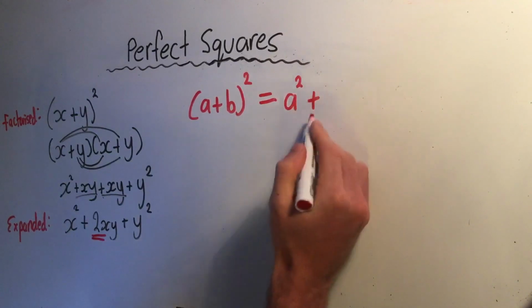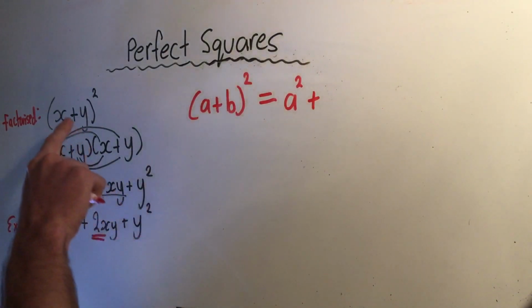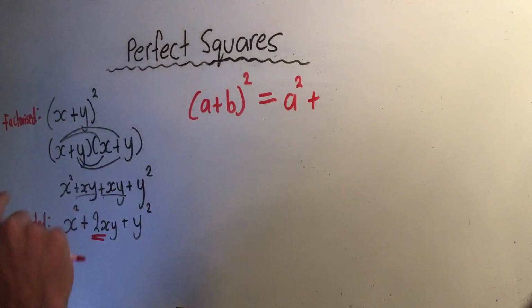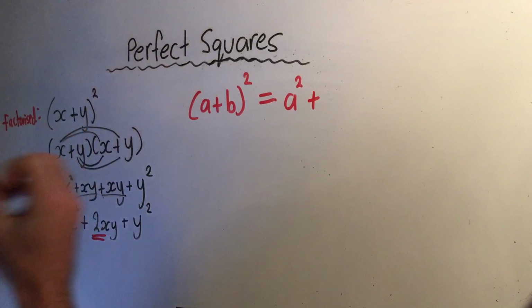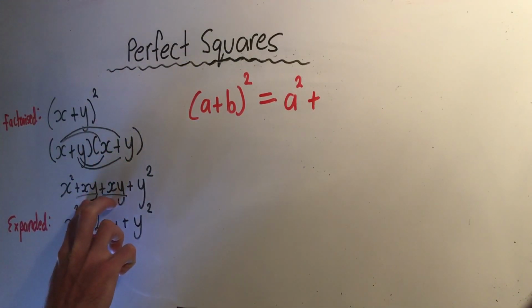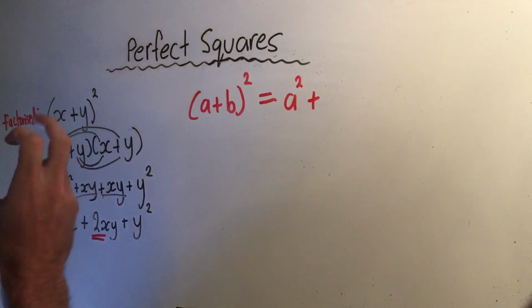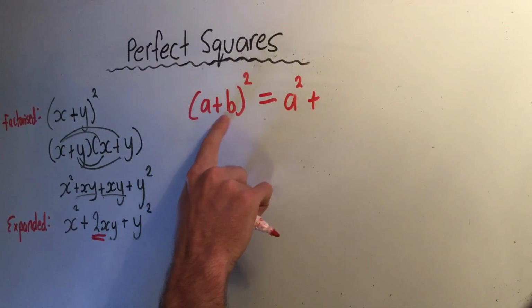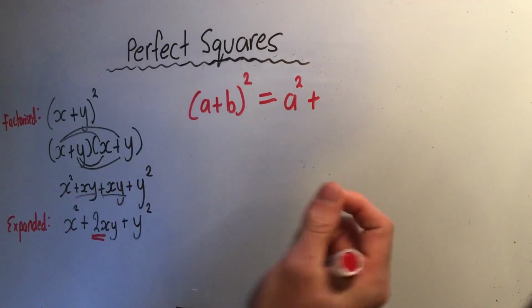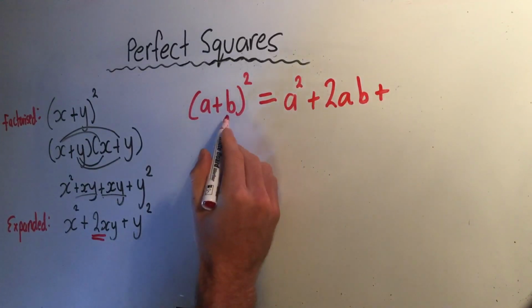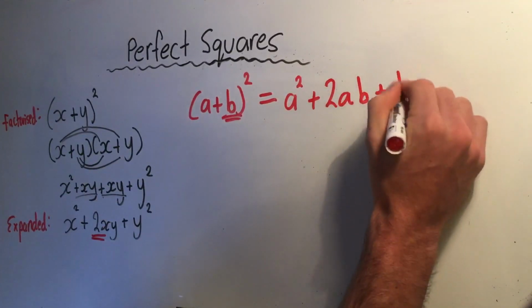plus, and again, this sign depends on the sign there. What is the product of these two terms? Well, what's x times plus y? X times plus y was xy. And then you double it. As you saw, you're always going to end up doing two times that product. So x times y gives you xy, and then times 2 is 2xy. You can see that that will always be the middle term. So we're going to go over here, we're going to get a times plus b, which is ab, times 2. So 2ab. And then the last term is always going to be this last term squared, which is b squared.